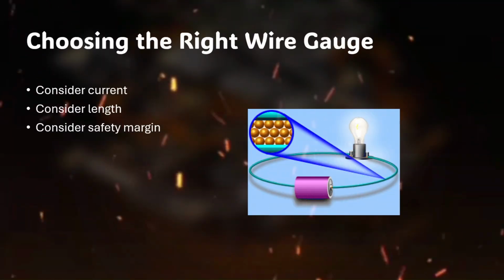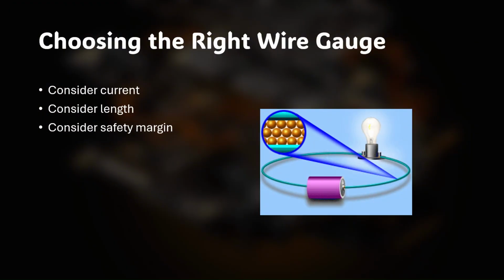Choosing the right wire gauge. When selecting a wire gauge, you always want to consider the maximum current, the length of the wire, and a reasonable safety margin. Even if a wire technically works, choosing a thicker gauge improves efficiency and reliability.